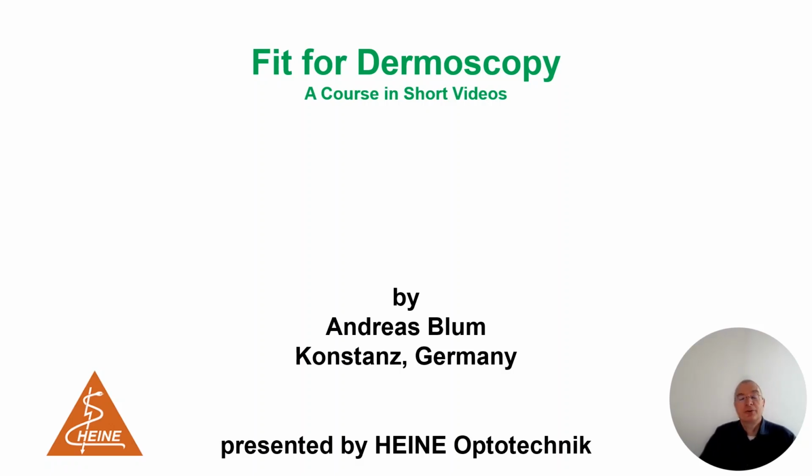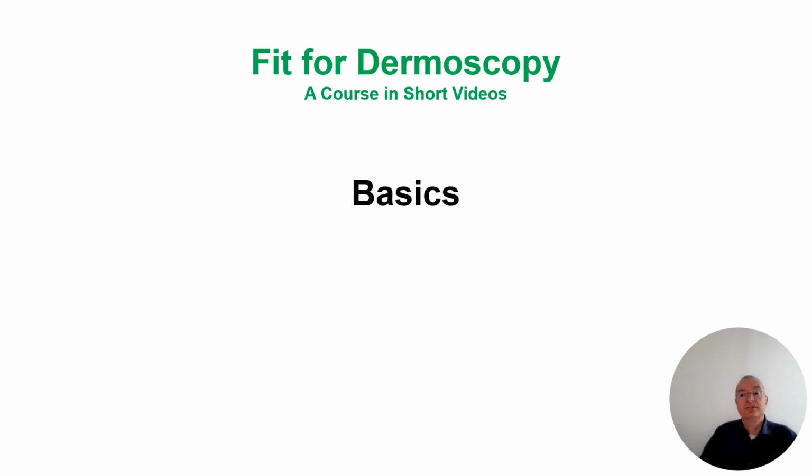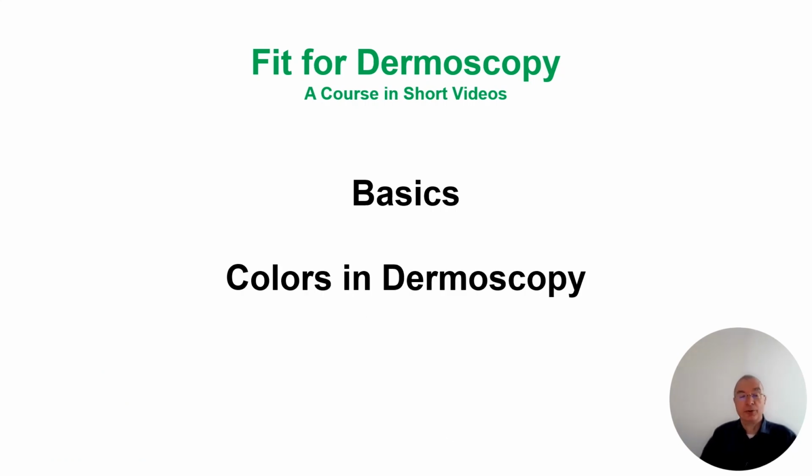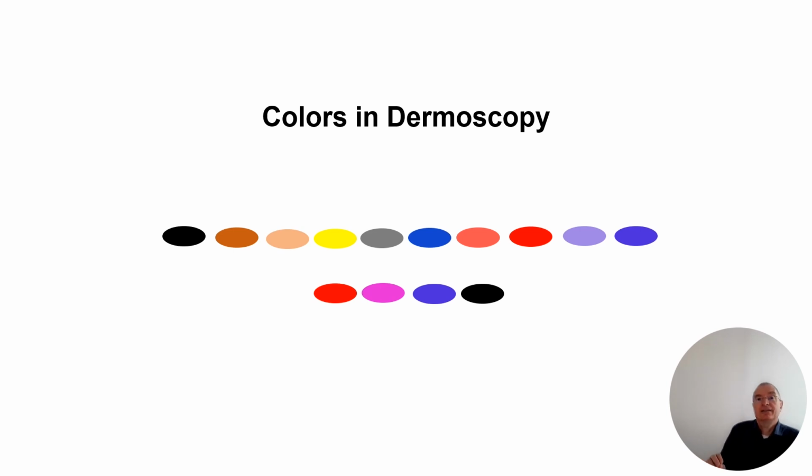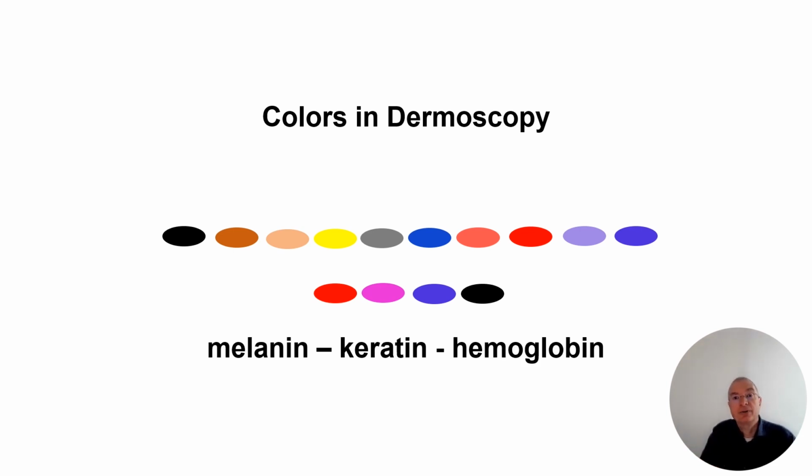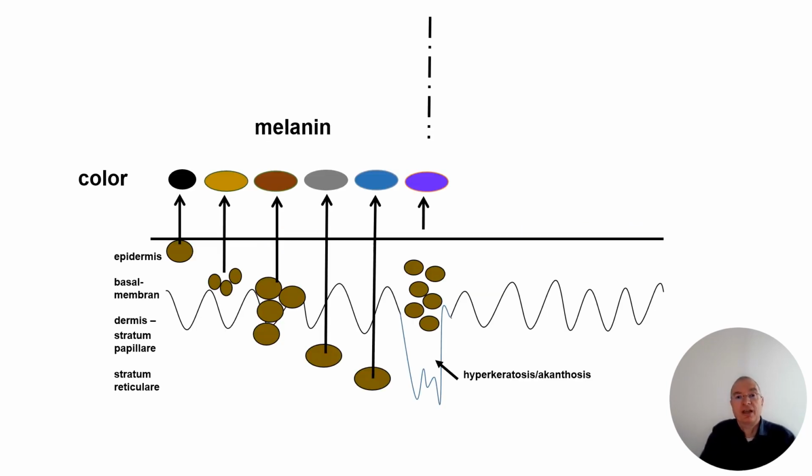Fit for dermoscopy. Let us move on in this series of the basics, and now this episode, colors in dermoscopy. So colors in dermoscopy can have a high variation, and I will show you the cause of this high variation of colors. This is melanin, keratin, and hemoglobin in most cases.